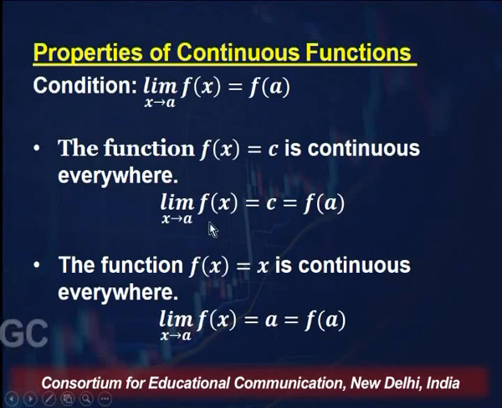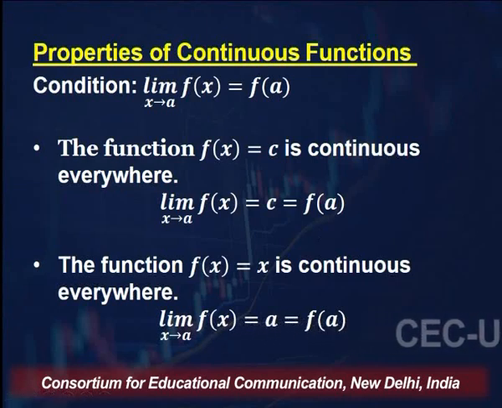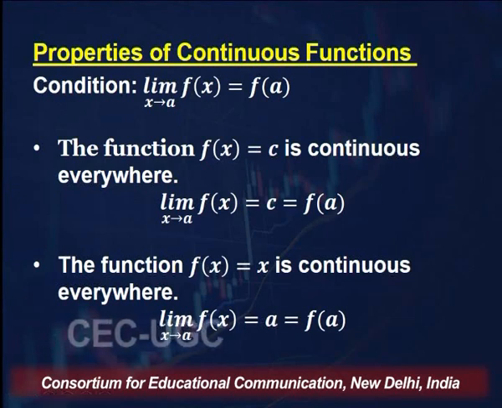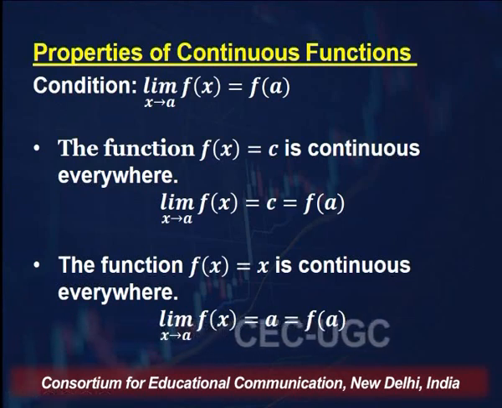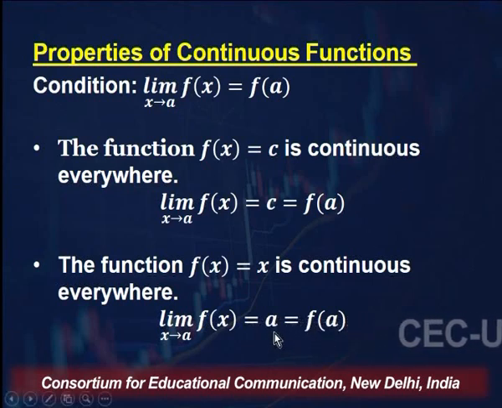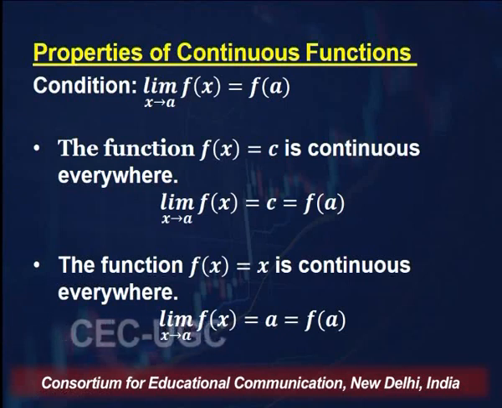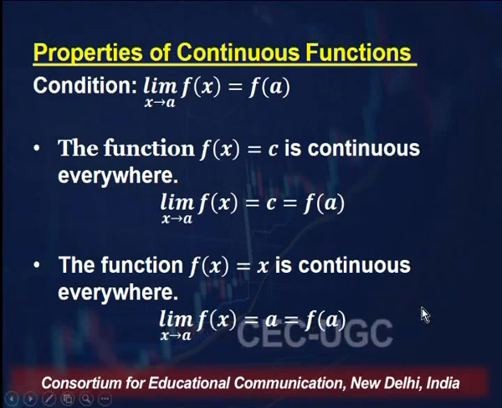Now, can we prove that using the definition? Yes, of course. Let's take the function f of x equal to c. Because the function is a constant everywhere, its limit is simply going to be c, and this is again the value of the function at x equal to a. Similarly, if we take the function f of x equal to x and check for continuity at the point x equal to a, then the limit of the function as x tends to a is nothing but a itself, right? And that is again equal to the value of the function at a. So these two functions are continuous everywhere.